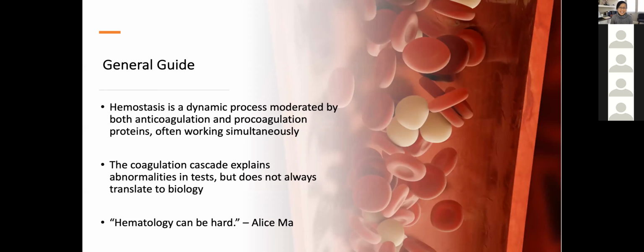So as a general guide, these are some principles I've come to understand about coagulation. Number 1, hemostasis is a dynamic process moderated by both anticoagulation and procoagulation proteins, often working at the same time. Number 2, the coagulation cascade explains abnormalities in testing, but doesn't always translate to biology. And number 3, to quote the words of Alsma, you have to admit that hematology can be hard. It remains a challenge even for the hematologist, and that's what's so fascinating about it.